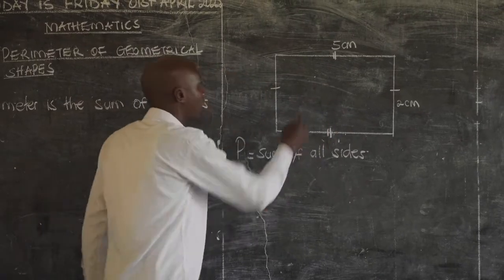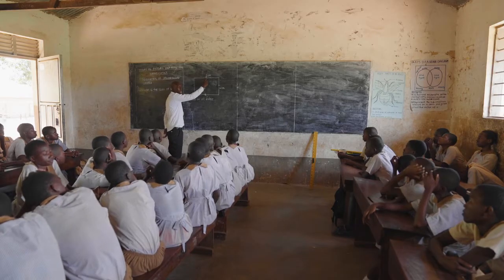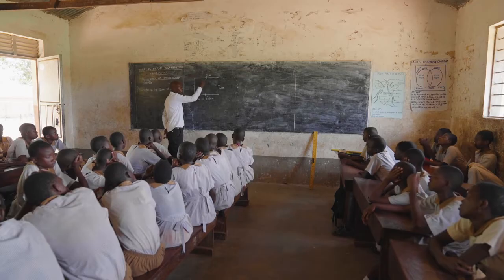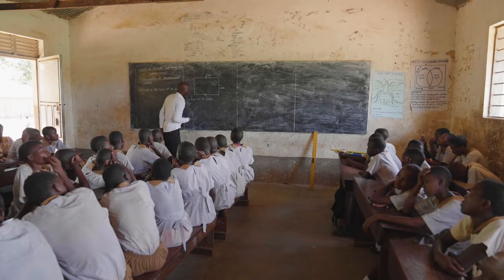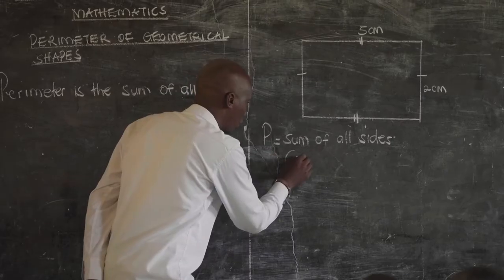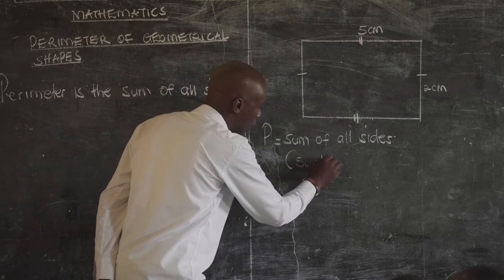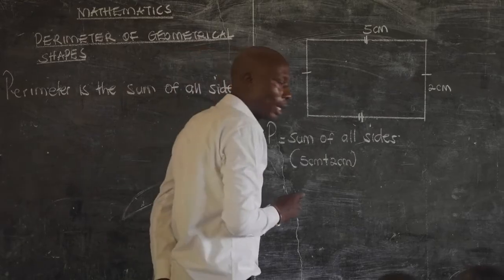4 sides. When you look at this side, this is known as the length. We have been given the length, and then we have also been given the width. So we shall open brackets, we shall say 5 centimeters plus 2 centimeters. That is the first length and width.